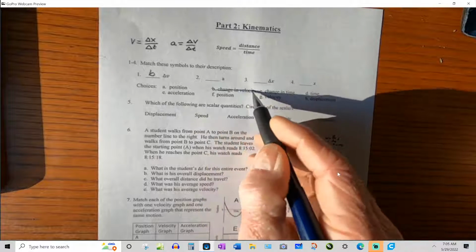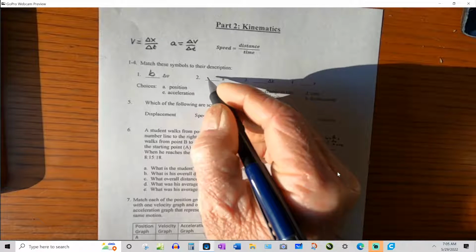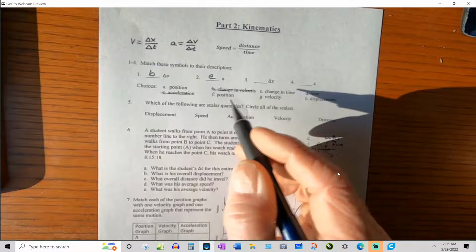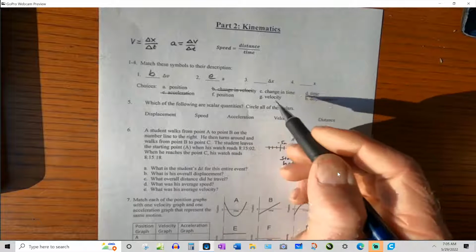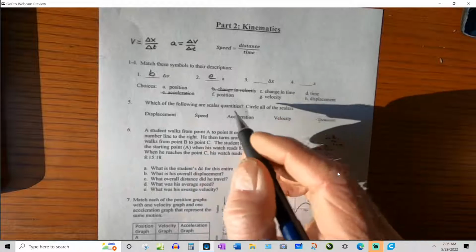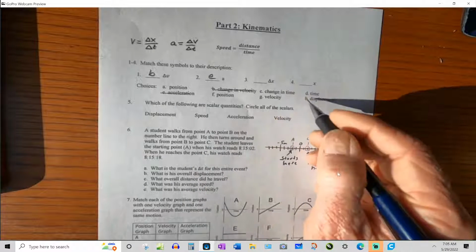Let me cross them out as I go, although maybe I'll use them twice. A is acceleration, which is letter E, which is kind of confusing. Sorry about that. Delta X is change in position or displacement. Got two names for that.